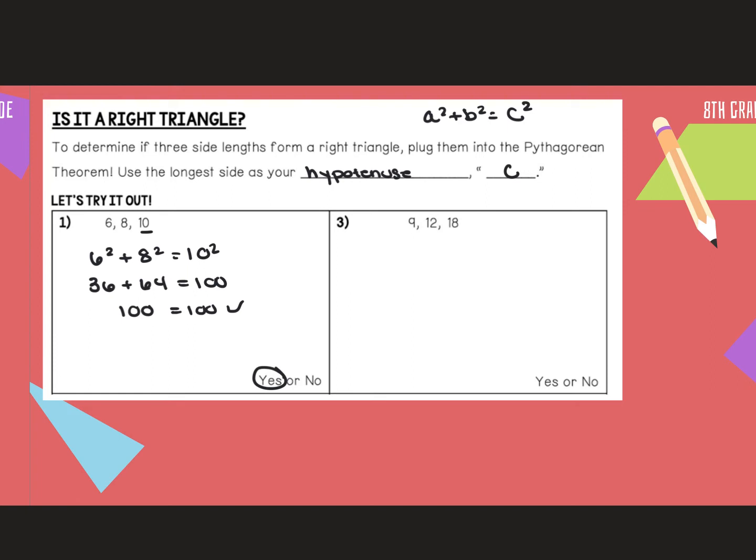All right, so let's take a look. 18 is going to be our c because it's the longest side. So I have 9 squared plus 12 squared is equal to 18 squared. I have 81 plus 144 is equal to 324. Just like we did in the previous example, we add our 81 and 144, which gives us 225. So is 225 equal to 324? It is not. So those three side lengths do not form a right triangle.